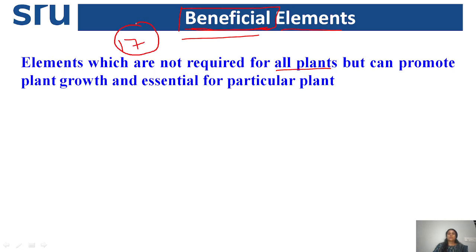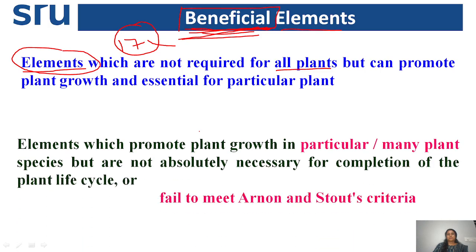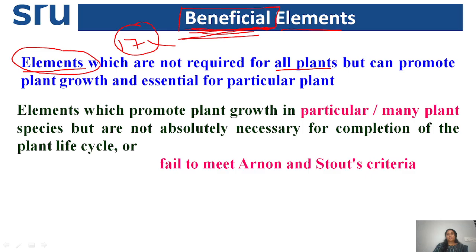In the absence of even a single essential element, the plant can't fulfill its life cycle. But in the absence of these beneficial elements, the plant can fulfill its life cycle. But in their presence, for some plants, it is highly beneficial for growth and metabolism. That is why it is known as a beneficial element. It gives benefits for some crops, but these elements are not universal. So these are elements which promote plant growth in particular plants but are not necessary for all plants.